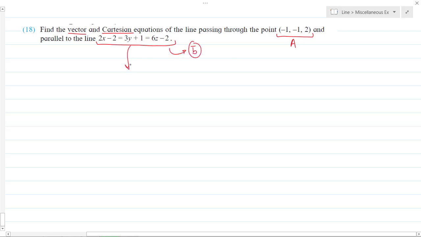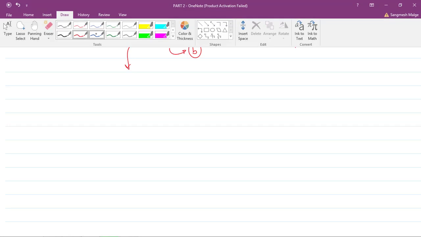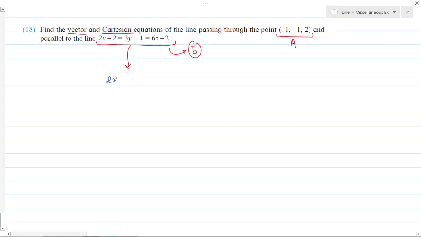So first let's write down the given equation in the standard form. So this is nothing but 2x minus 2 equals 3y plus 1 equals 6z minus 2. Is this in a standard form? Of course, we have denominator में 1, मतलब 1 रहेगा. Is it in a standard form? No. तो क्या करना पड़ेगा आपको? यहाँ से 2 निकालना पड़ेगा, यहाँ से 3 निकालना पड़ेगा, यहाँ से 6 निकालना. कैसा करोगे? Multiply and divide by 2.